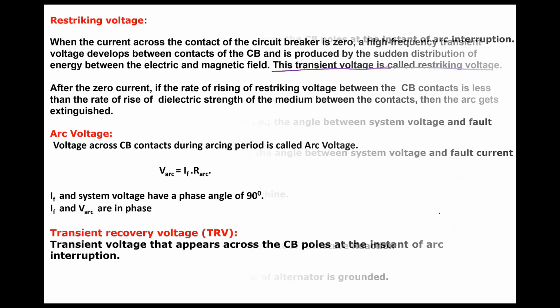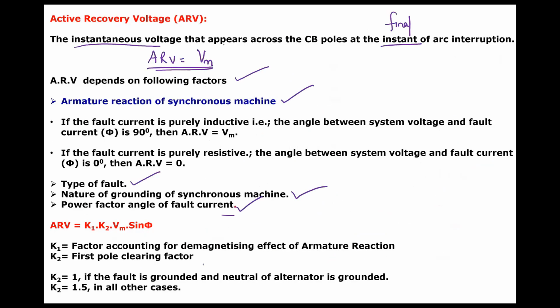So active recovery voltage is the instantaneous voltage that appears across the circuit breaker poles at the instant of final arc interruption. Because if we consider the fault current is purely lagging, the current zero occurs when the current angle is 0, then the system voltage angle will be how much? 90 degrees. It is leading by 90 degrees. So active recovery voltage is equal to Vm when no effect is considered.